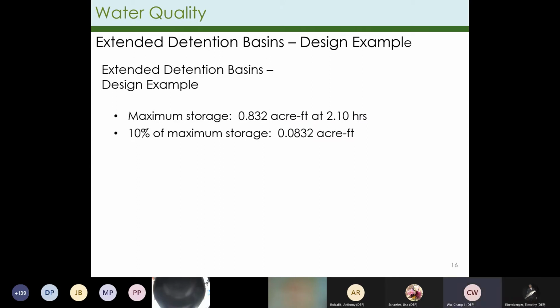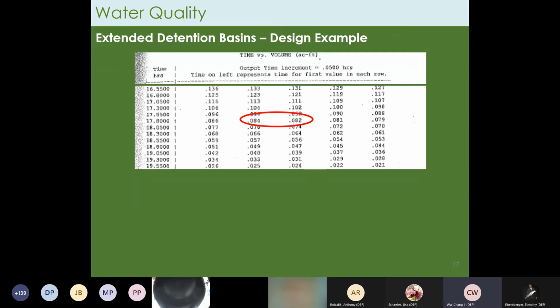And next, the next step is to calculate 10% of the maximum volume. In this case, 10% of the maximum volume of 0.83 acre-feet is 0.083 acre-feet, and we have to go back to the routing table. Then check the routing table, and you can find that it's between 7.8 hours and 7.99 hours that the 10% volume happens.